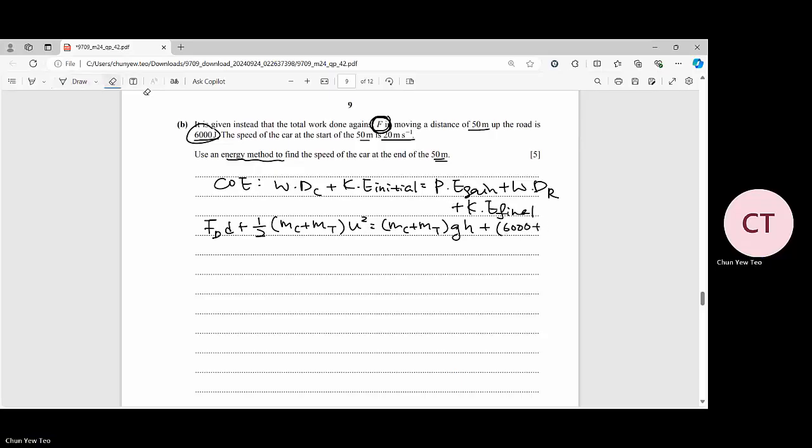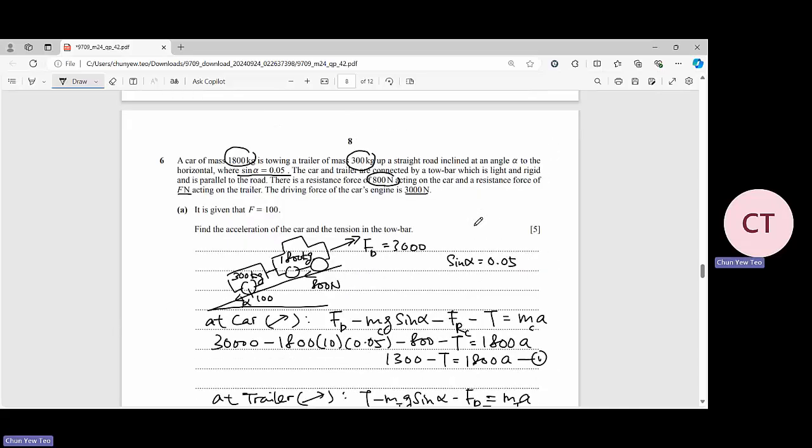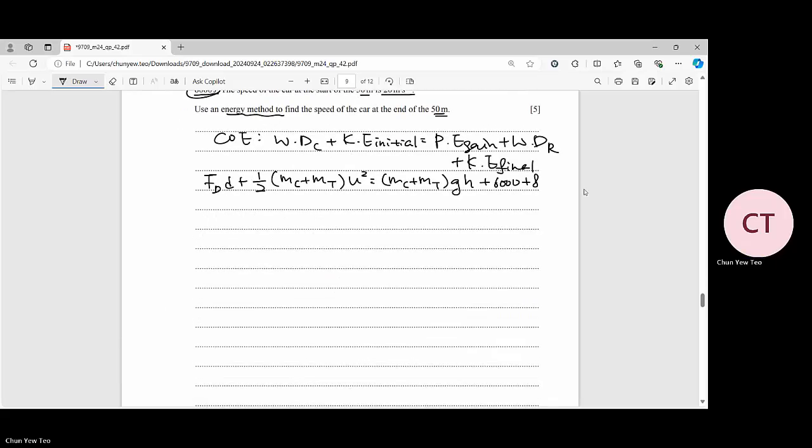Plus the work done by the resistance of the car. The resistance of the car is 800 multiplied by 50. And then plus the final KE. The final KE will be half (mc plus mt) v square.